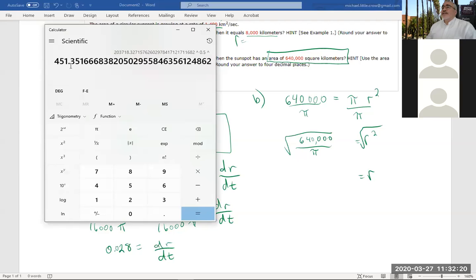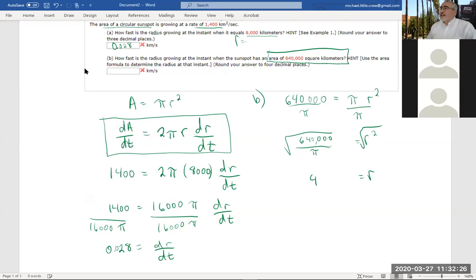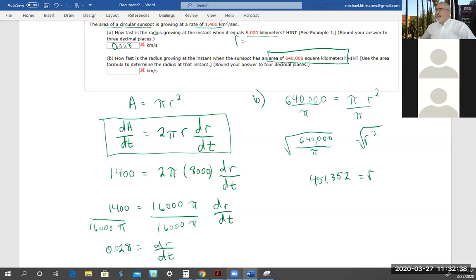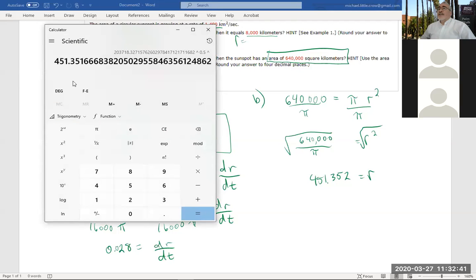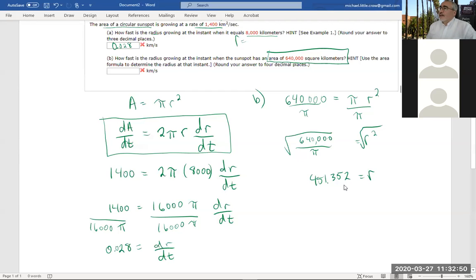So it's 451.352. I did it to 3 decimal places. It wants it to 4 decimal places. Maybe I better do better than that. Let's see. Let's go 1, 2, 3, 4. So let's go 451.3517. Okay. Write that. So for this one, we'll use this as our R.